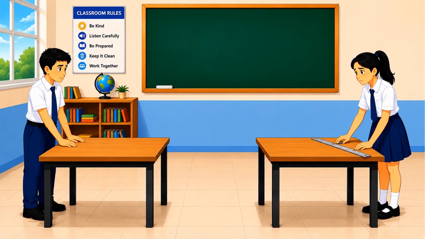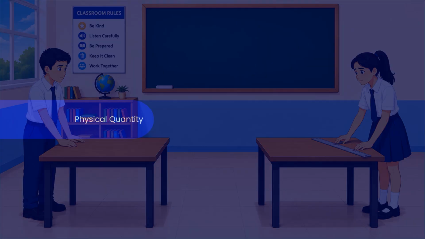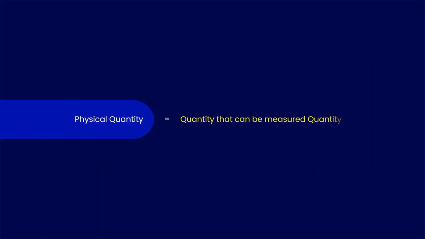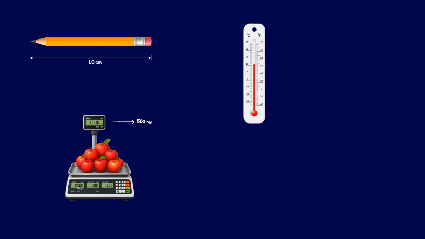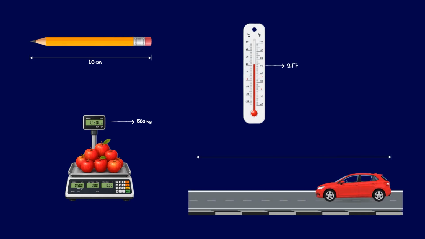That's why we need standard measurements that everyone can use and understand. In physics, anything that can be measured is called a physical quantity. For example, the length of a pencil, the mass of an apple, temperature, speed, and time are all physical quantities. If we can measure it, then it is a physical quantity.